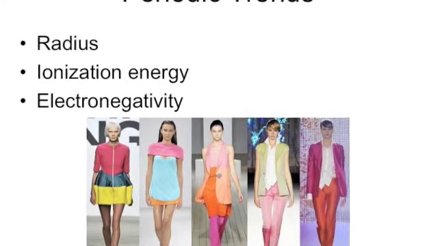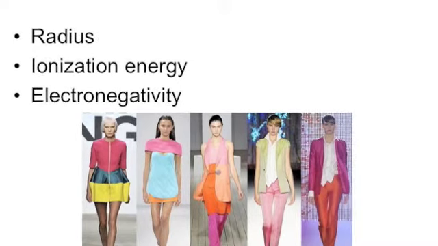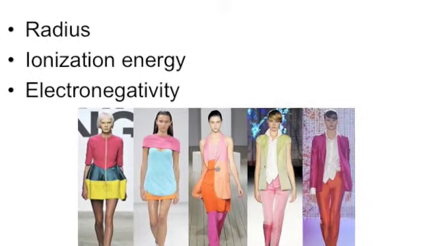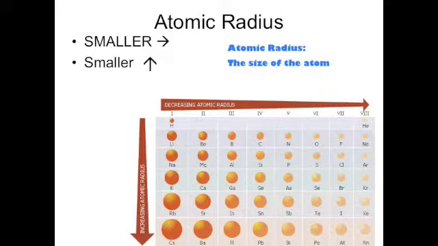There are 3 trends that you're going to study in class this year: atomic radius, ionization energy, and electronegativity. If you can remember these, it'll be really helpful when you start thinking about reactions and other chemical processes. First, radius gets smaller as it goes to the right. This sounds really counterintuitive, and it takes a while to get used to, because you think there's more mass, more electrons, more protons, so obviously it should be bigger. But it doesn't get bigger.